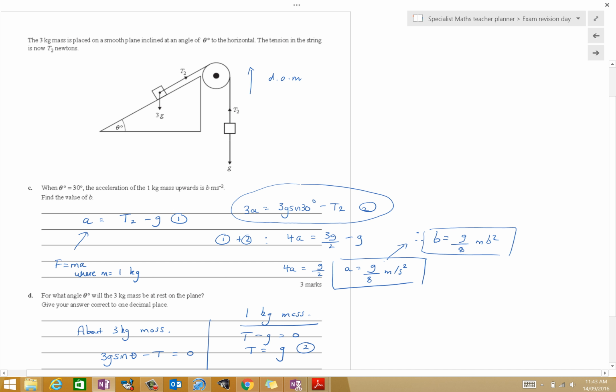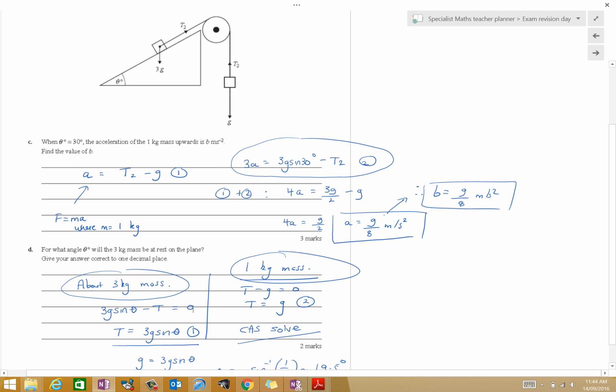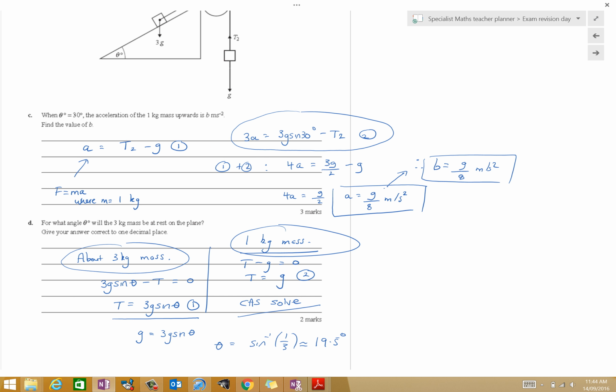Okay? And for the last one, it says here that it rests on the plane. That means it's in equilibrium. So I've resolved about the 3 kilogram mass, which gives me 3g sine theta minus T is equal to 0. That gives me an equation of T equals 3g sine theta. I'm then going to go about the 1 kilogram mass. Forget about that direction of motion now, don't worry about that, it's not going anywhere. But what we can say is that T is equal to g, because otherwise they wouldn't be in equilibrium.